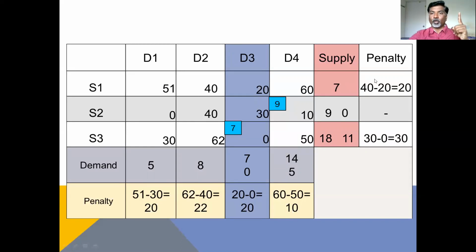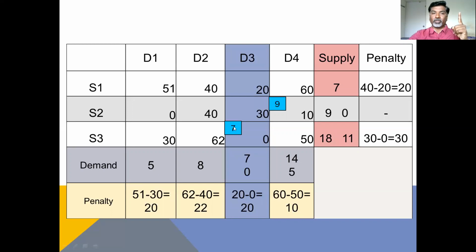Now we have to check all the penalty values. From these penalty values, we see that 30 is the maximum value. In this row, we have to check which is the minimum cost, and 0 is the minimum cost. So we do the allocation for this 0 cost cell. When selecting this cell, we check the demand and supply values. The demand is 7 units and the supply is 18 units. The minimum is 7, so we allocate 7 units here.